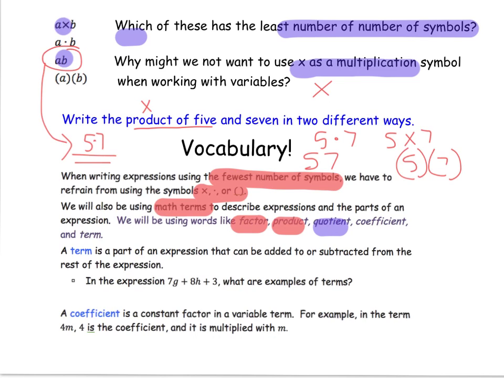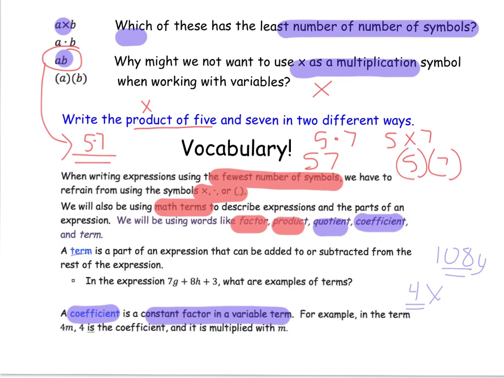Quotient, division, coefficient. I don't know if you know that one, although I use it. Coefficient is just a constant factor in a variable term. In other words, it is the number in front of a variable. So here, if I have 4x, the 4 is the coefficient. It means you're multiplying x by 4. 108y, 108 is the coefficient. So it's what you're multiplying the variable by.